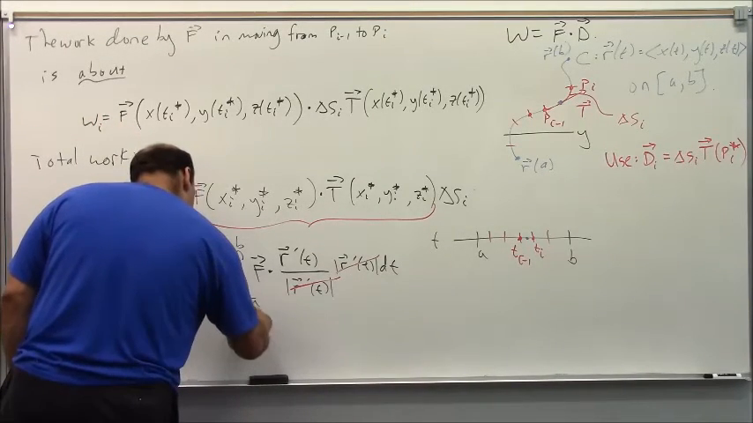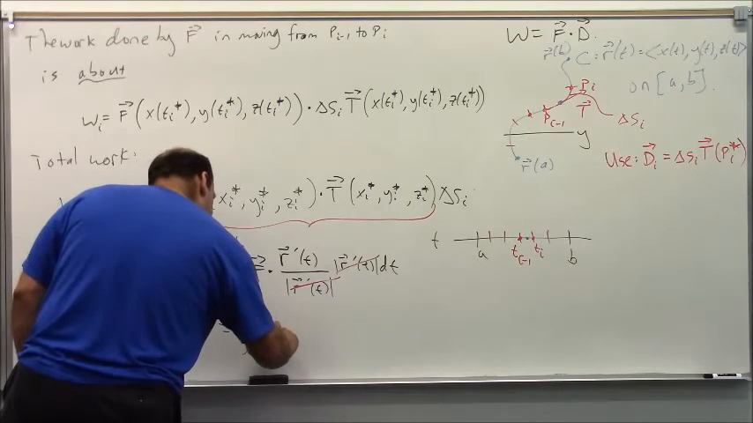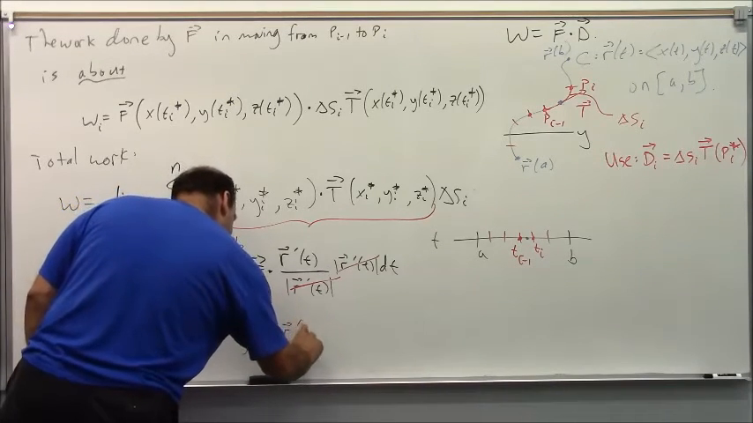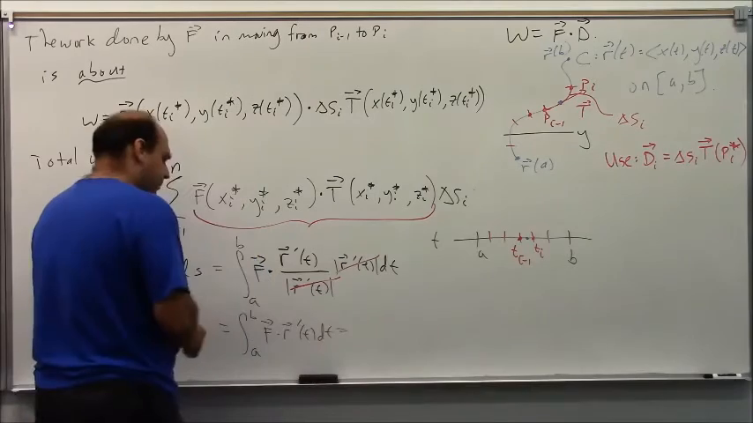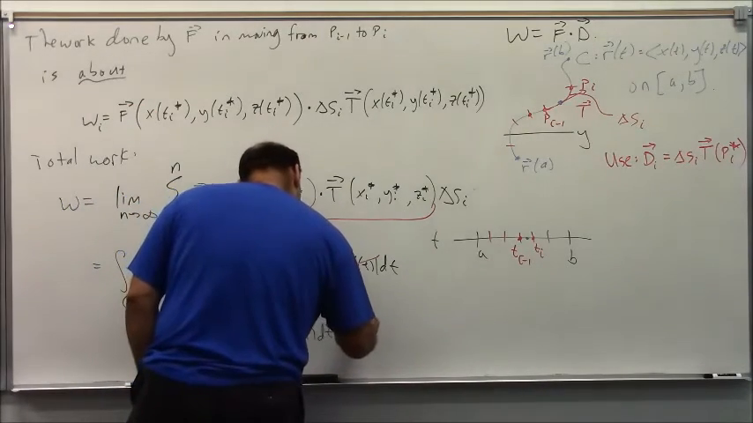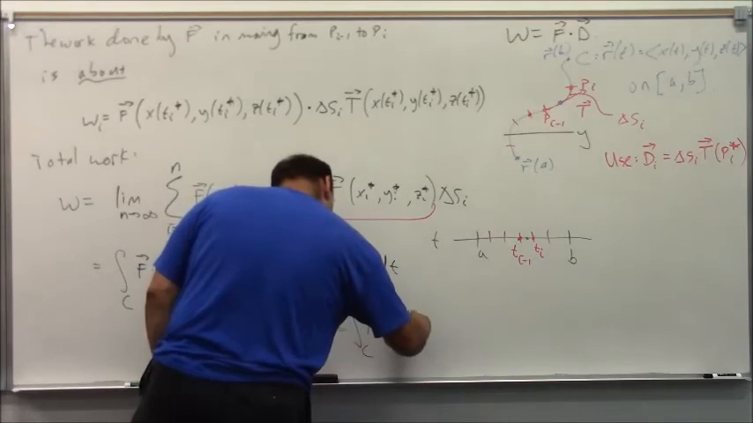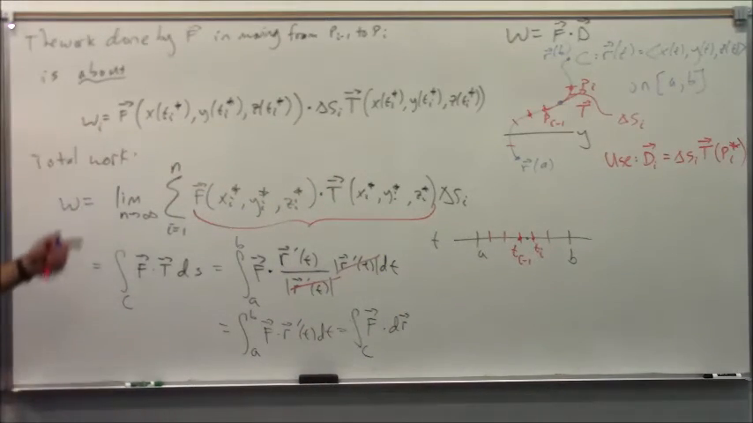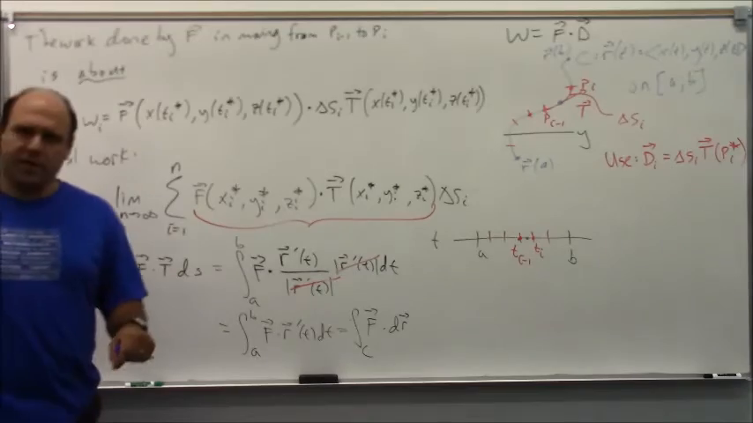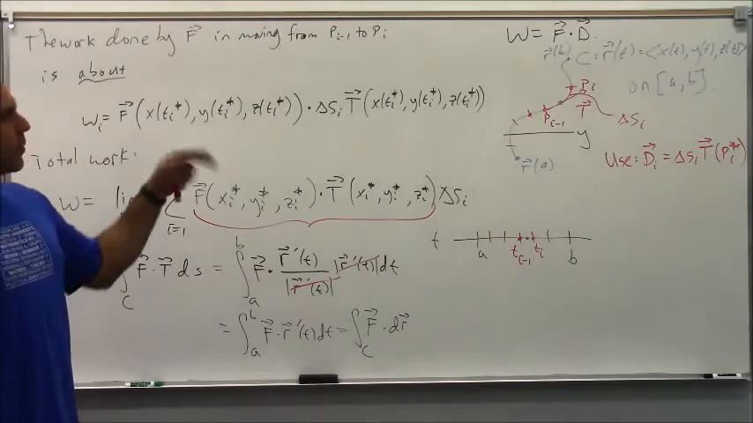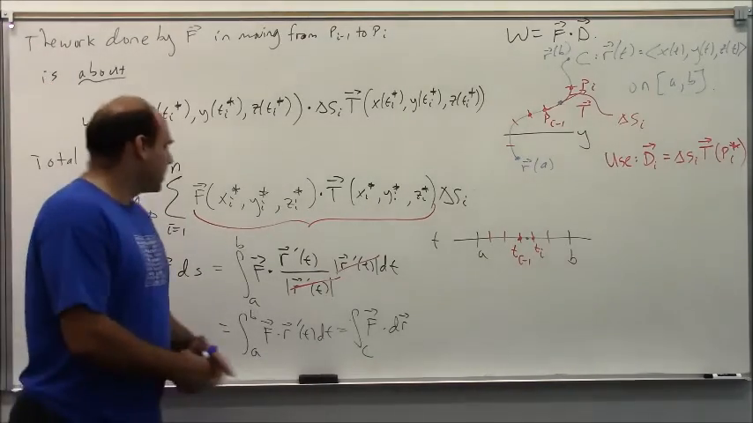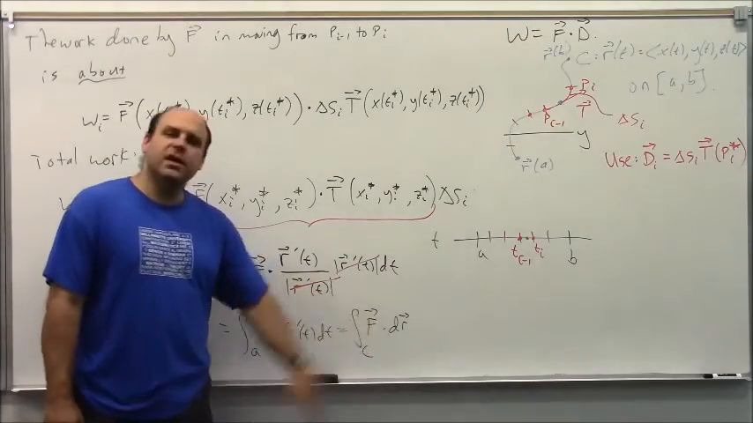So this is just the integral from a to b of F dot r prime of t dt. And I will write that in the shorthand form as the path integral over C of F dot dr. So this is the work done by the vector field F in moving some particle from r of a to r of b. It's just the path integral over C of F dot dr.